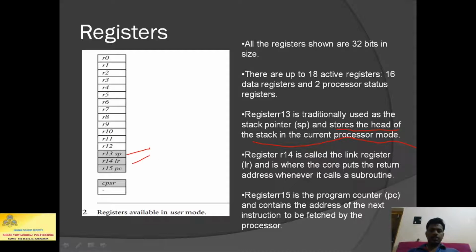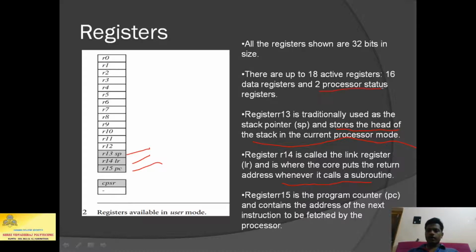Next we have R14, the link register. The purpose of this link register is to hold the return address whenever a subroutine is called. Whenever a subroutine has been called, the return address is saved in the link register, that is register number 14, R14. Next we have R15, the PC. This PC is nothing but the program counter. It contains the address of the next instruction to be fetched by the processor.